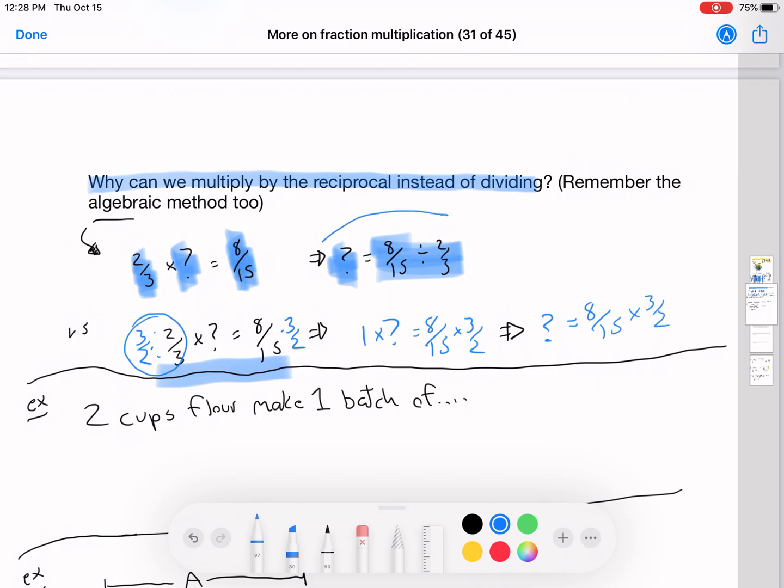So question mark is 8/15 divided by 2/3, or it is 8/15 times 3/2. And so we've shown that the thing we're looking for could be represented either way. Now that's an algebraic way to go over why dividing by a fraction is equivalent to multiplying by the reciprocal, but let's look at it another conceptual way.